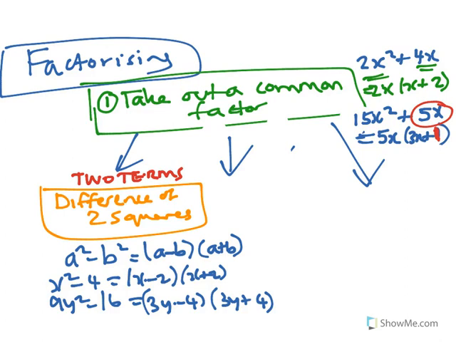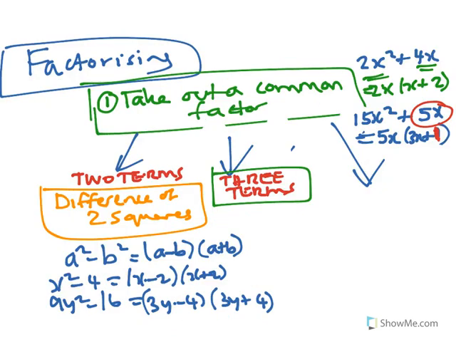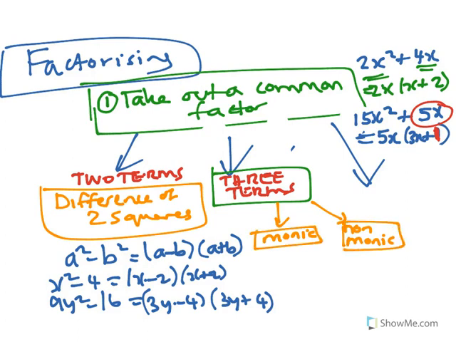Okay. Alright, so I got the difference of two squares. The next thing is if you have three terms, for example, three terms like these ones here. How would we factorise that? Those ones are really the same thing, but there's monic and there is non-monic. With the monic ones, monic just means that you have a 1 in front of the x squared.